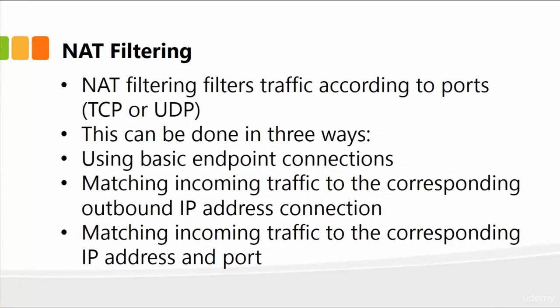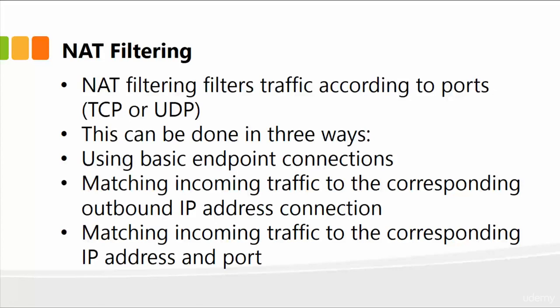We can also have the network address translation filtering, also known as the NAT filtering. You can set this up on your router, for instance. And what this does, it filters traffic according to ports, TCP ports or UDP ports, which is user datagram protocol or the transmission control protocol. And this can be done in three ways.